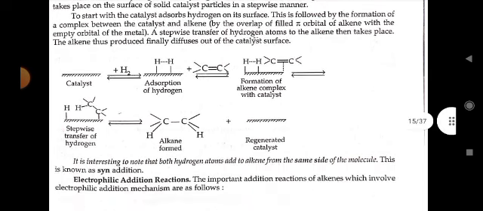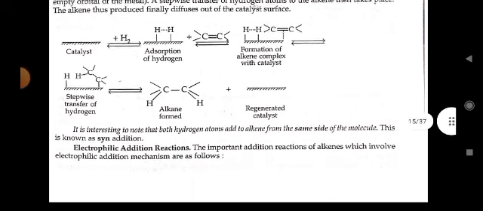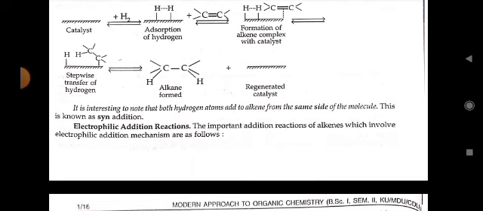To start with, the catalyst absorbs hydrogen on its surface. This is followed by the formation of a complex between the catalyst and the alkene by the overlap of filled pi orbitals of the alkene with the empty orbital of the metal. A stepwise transfer of hydrogen atoms to the alkene then takes place. The alkane thus produced finally diffuses out of the catalyst surface. It is interesting to note that both the hydrogen atoms add to the alkene from the same side of the molecule. This is known as syn addition.